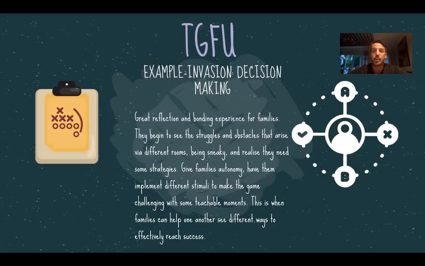You're really giving a lot of autonomy to, and not student choice, but family choice to the people playing the game by implementing different stimuli to make the game maybe more challenging with some teachable moments. So basically, if the game's too easy, they can change the rules and dynamics a little bit to make it more challenging. If it's too difficult, they can do the same thing, but create easier ways or pathways to success. They also have the ability to completely change the rules of the game as long as the premise of the game still stays intact. And that's the beauty of TGFU. They really can run with it any way they want to a certain degree.